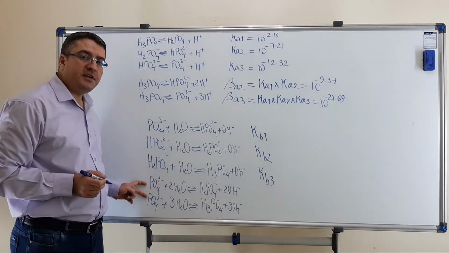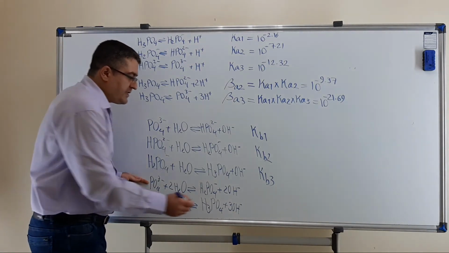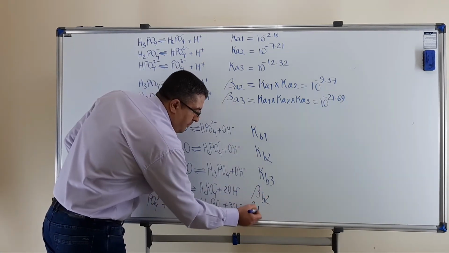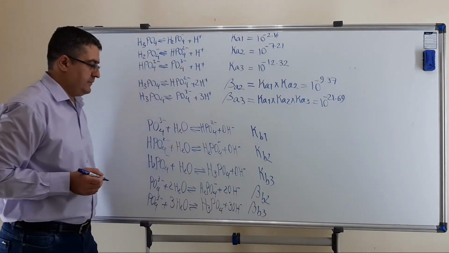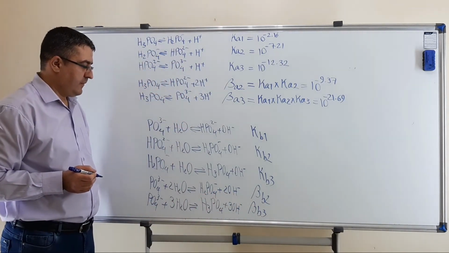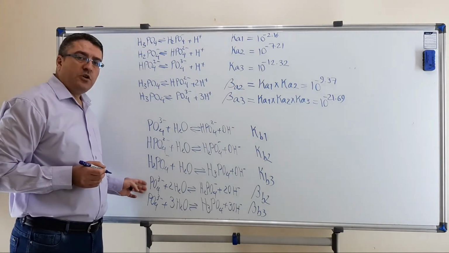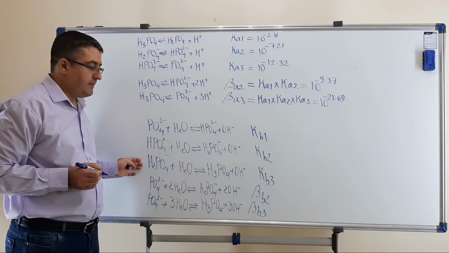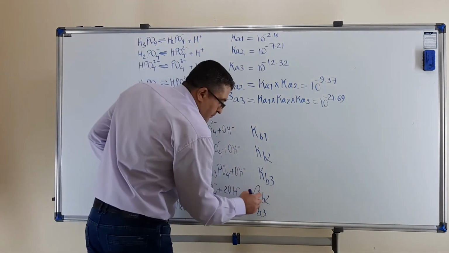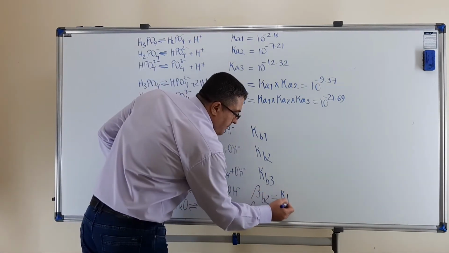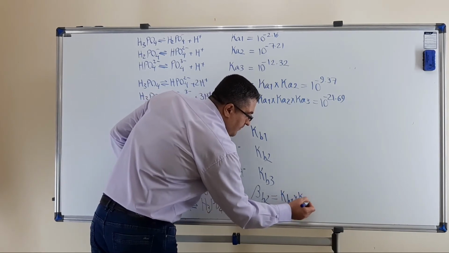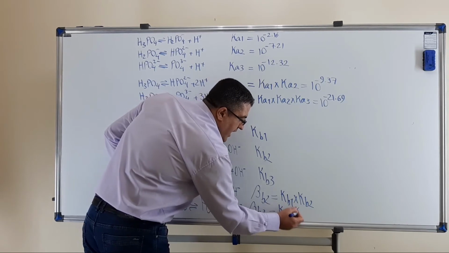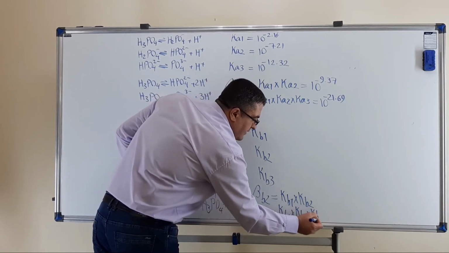These have cumulative equilibrium constants. For this one, we have beta B2, and for this one, we have beta B3. Cumulative equilibrium constants are products of stepwise equilibrium constants. Beta B2 is equal to Kb1 times Kb2. Beta B3 is equal to Kb1 times Kb2 times Kb3.